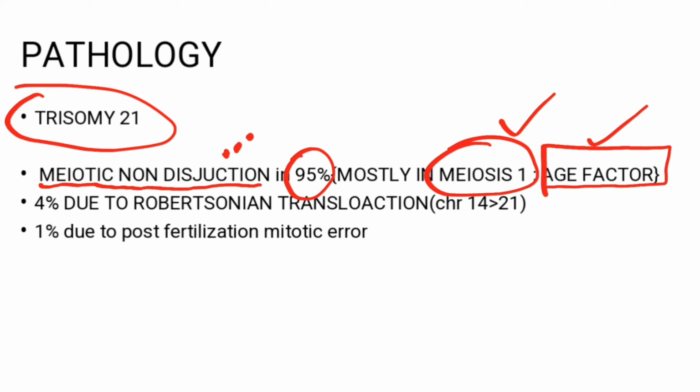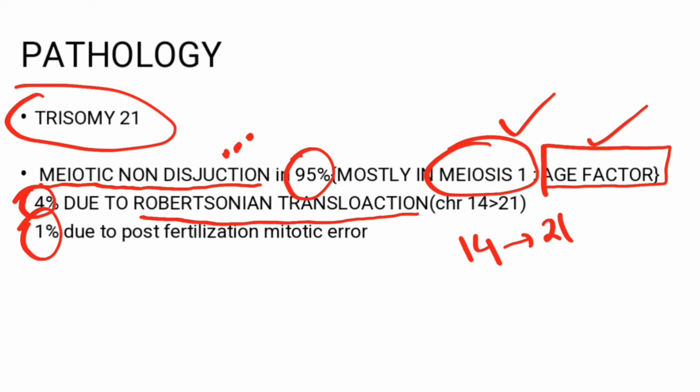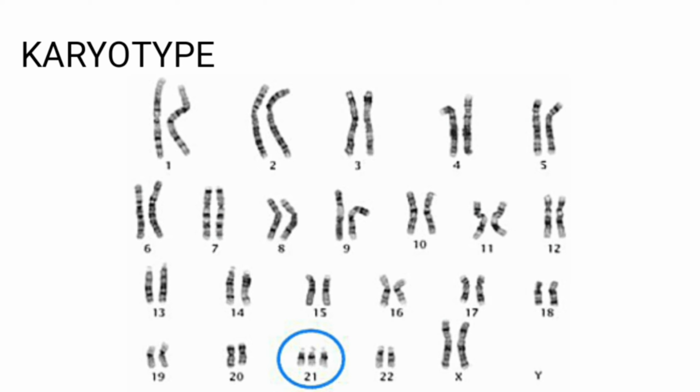Other mechanisms, like 4% of causes, are due to Robertsonian translocation. Mostly it is due to chromosome 14 to 21 translocation. And the last 1% is due to post-fertilization mitotic error. So this is a karyotyping of Down syndrome. You can see the karyotype in chromosome number 21. They are marked. There are 3 chromosomes. So trisomy 21. That is basically Down syndrome pathology.